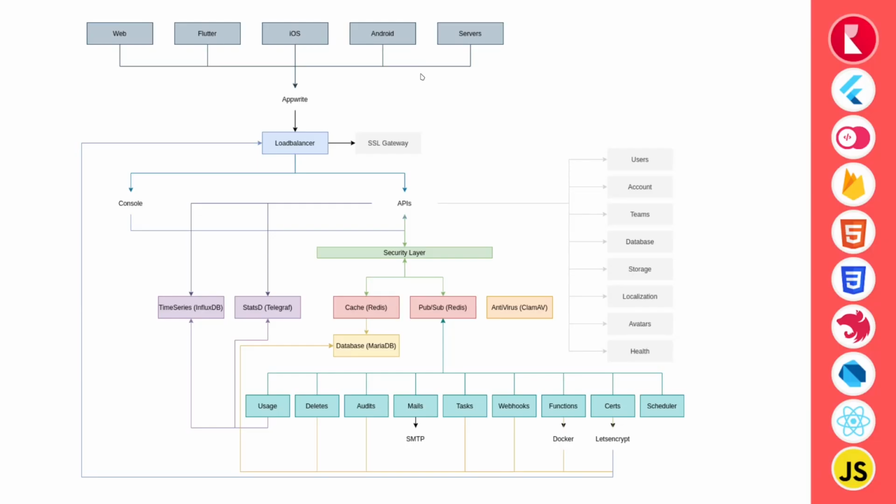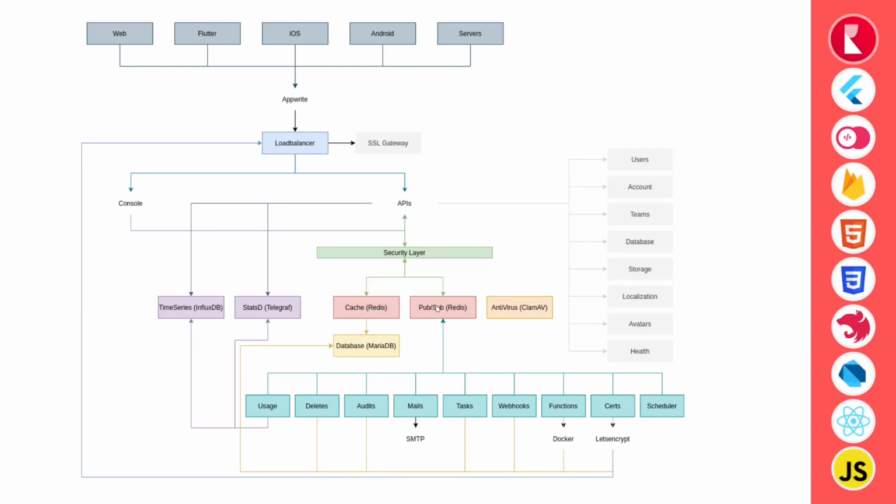So let's look at this diagram. You can see here is our Appwrite deployment. We can connect to Appwrite using web, Flutter, iOS, Android, or any server-side applications as well. So we have a load balancer. As a load balancer, we are using Traefik. We'll look at that in a bit. And we have a console, we have APIs, then there is a security layer that checks for authentication and authorization.